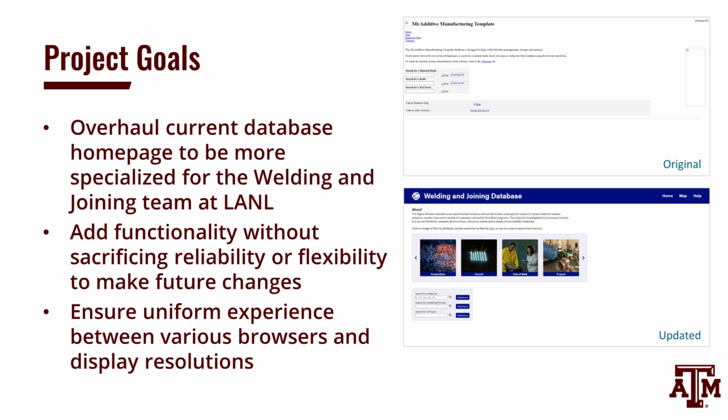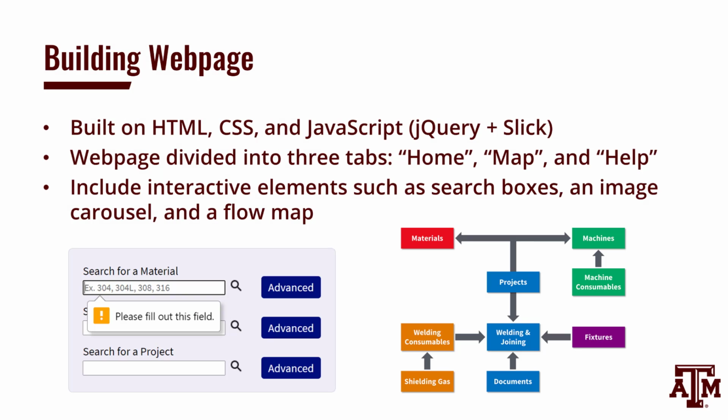The database is accessed across all sorts of devices, so maintaining the same proportions and clarity across all browsers and resolutions was a priority. The webpage is written in HTML, CSS, and JavaScript, with jQuery and Slick being popular JavaScript modules used to build the image carousel. The webpage has 3 tabs, but they are all consolidated into a single HTML file which provides instantaneous load times.